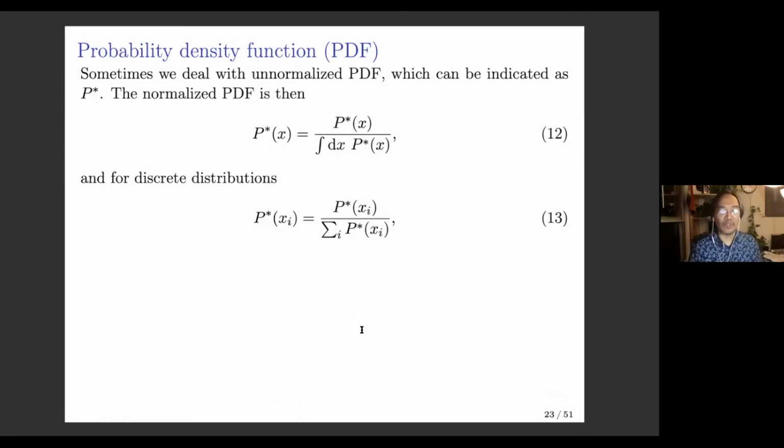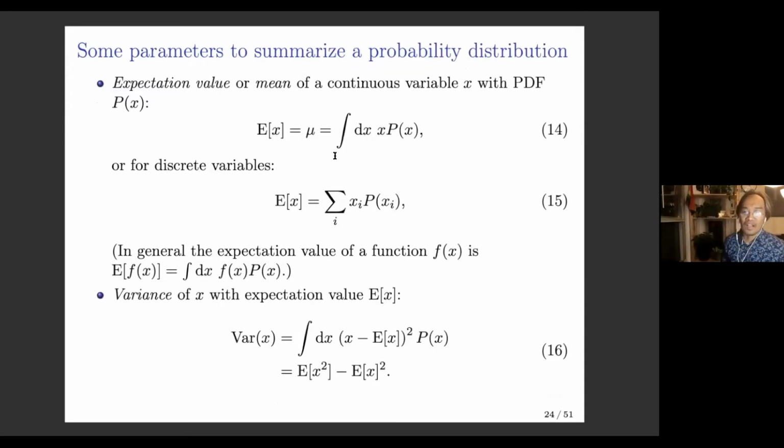And if you want to normalize it, this is how you do it. Here are some notations that people like to use. If you have p star, that's usually an indication that the probability is not normalized. And this is how you normalize it, just divide by this integral here. Right. Then a probability is a function. It has parameters that you can also characterize.